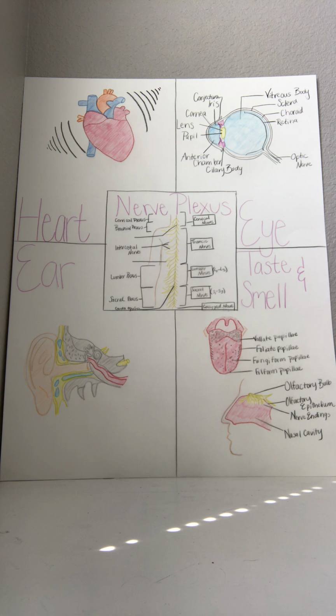And then with the odors, it's all going to be in the olfactory bulb and the nerve endings, so it's going to come through the nasal cavity, and with these nerve endings in the olfactory bulb, it is going to be read by the brain to tell you the different odors.